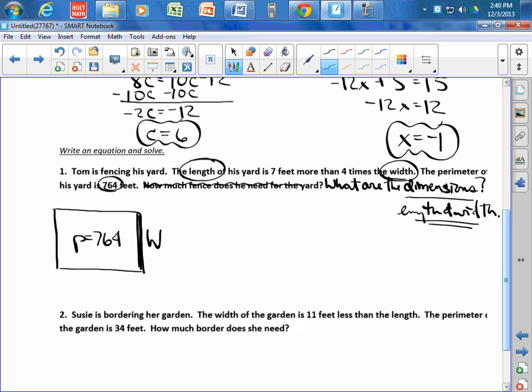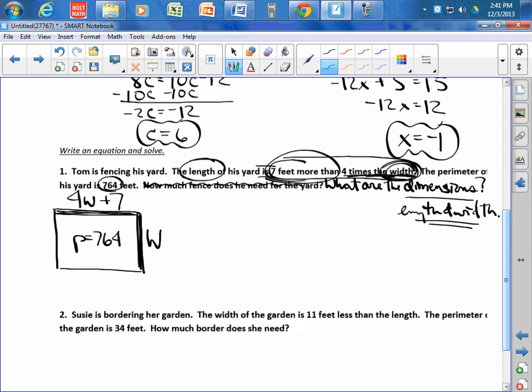Then what do we have left? We have the length. Well, what are we going to use for the length? We can't use L. Well, the length of his yard is what? It's 7 feet more than 4 times the width. How would you write this as an algebraic expression, knowing that the width is now called W? Well, if the width is W, 4 times the width would be 4W. 7 feet more than that would be plus 7. So 4W plus 7 is the expression we're going to use for the length.